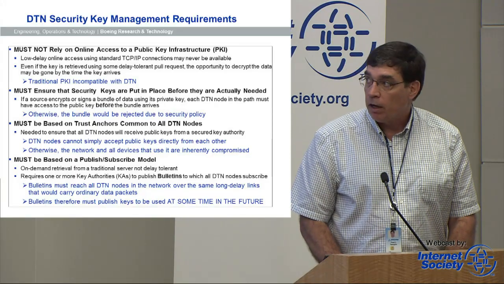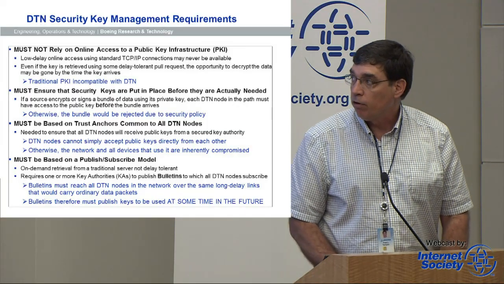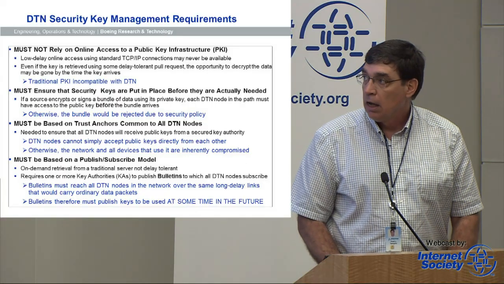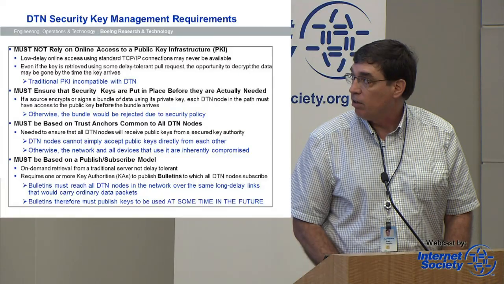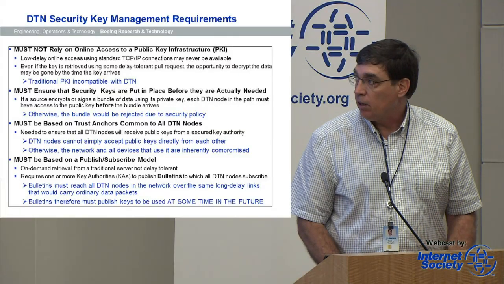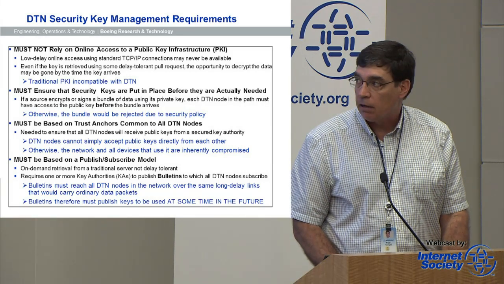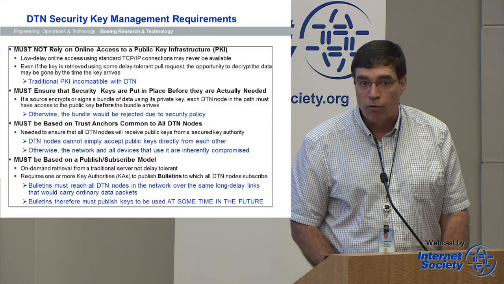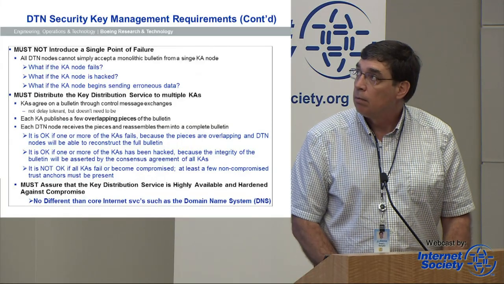It must be based on a publish-subscribe model. On-demand retrieval from a traditional server is not delay tolerant, as we discussed before. It requires one or more key authorities to publish bulletins to which all DTN nodes subscribe. So the bulletins need to reach all DTN nodes in the network over the same long delay links that would carry ordinary data packets. Bulletins have to be published, therefore, at some time in the future before the keys are actually needed. Next chart.